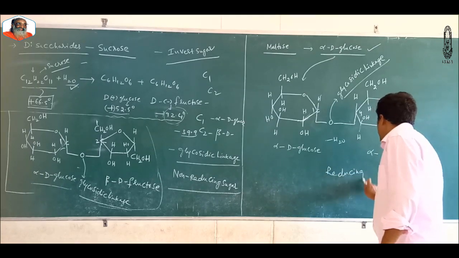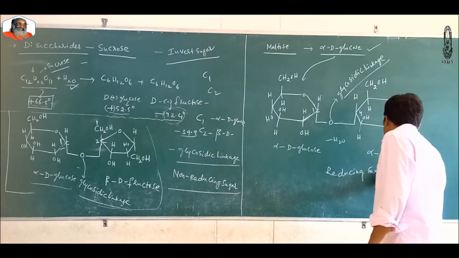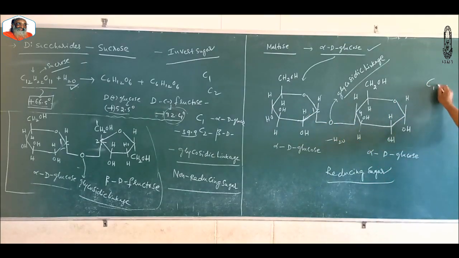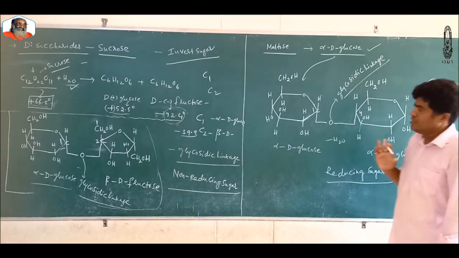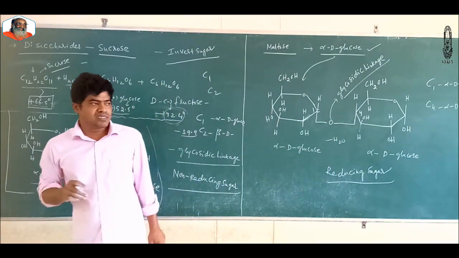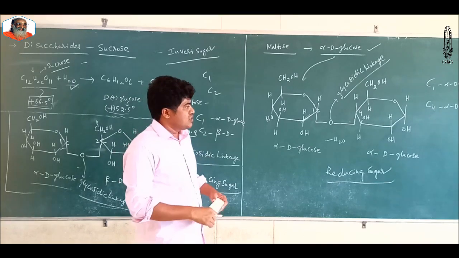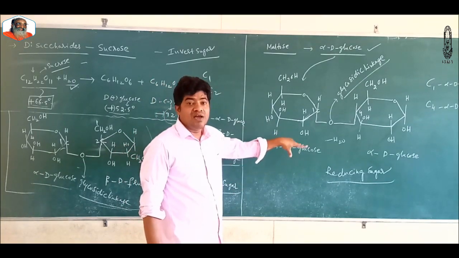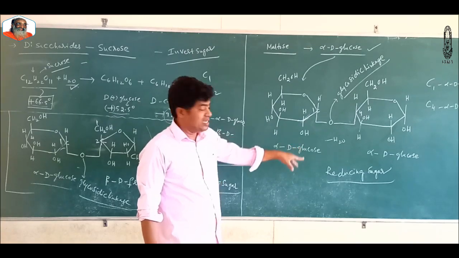And maltose is a reducing sugar. And where is this glycosidic linkage formed? C1 of alpha D glucose, C4 of alpha D glucose. Please take a screenshot here. What I am saying is, what is glycosidic linkage? The two units of monosaccharides linked through an oxygen atom by the loss of a water molecule. That is called glycosidic linkage.